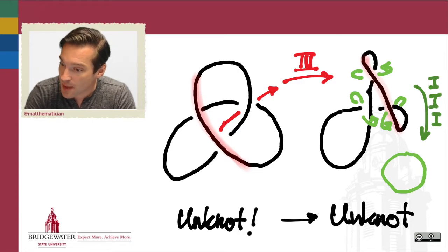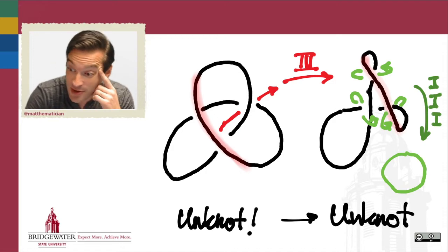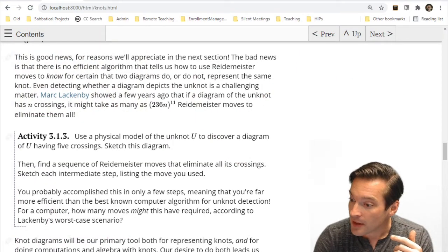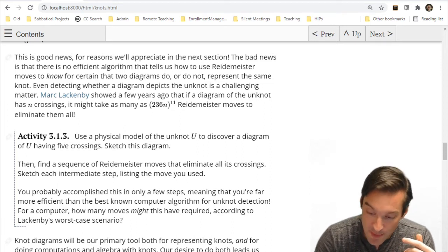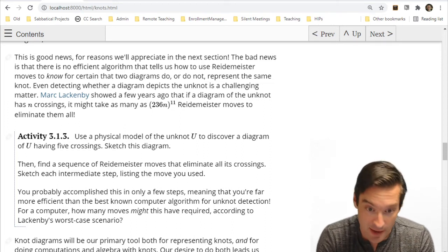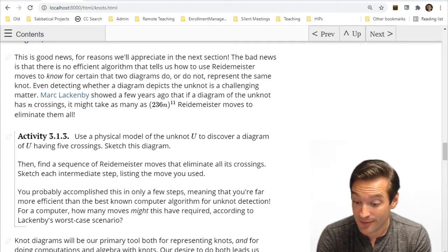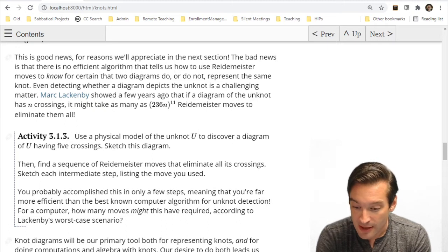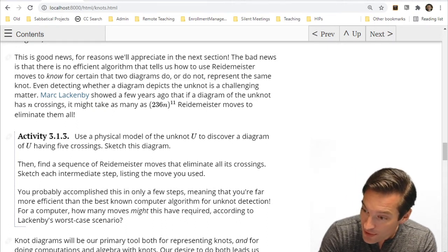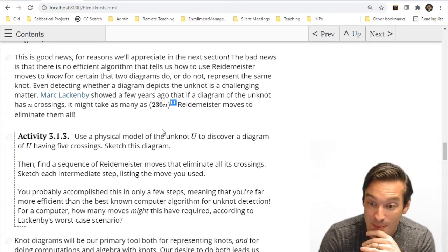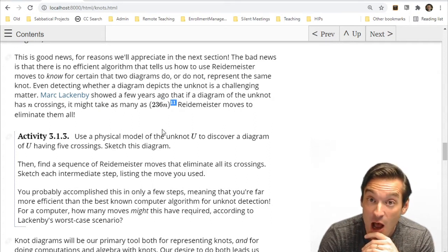I mentioned this was a computationally challenging problem, and one of the ways of quantifying that, this is actually a result that came out in 2015, so not that long ago. It was proven that if you hand me any diagram of the unknot, if that diagram has n crossings in it, then there exists an algorithm to unknot that diagram that consists of, at most, 236n raised to the 11th power Reidemeister moves. So that is a ton of moves.